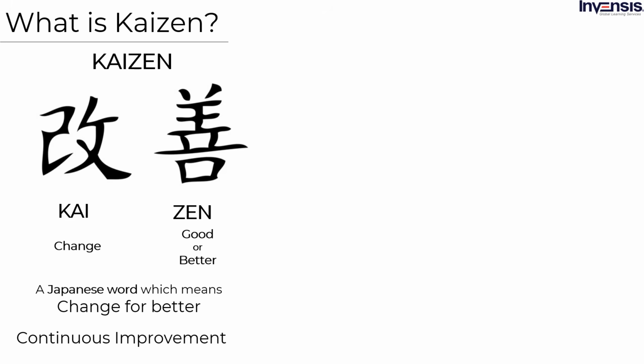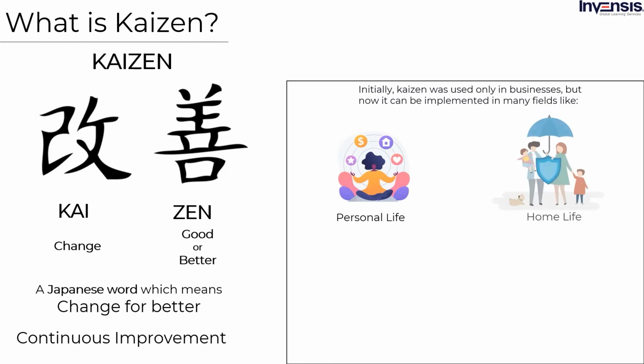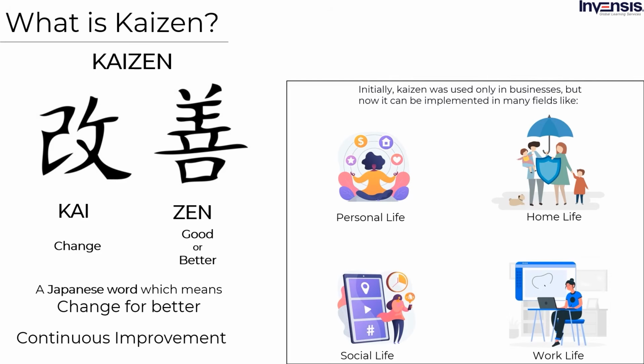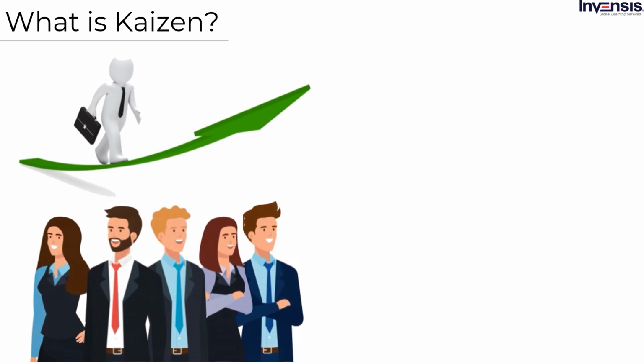In fact, to specifically mention, it actually means continuing improvement either in personal, home, social, or maybe in working life. But Kaizen is mainly concerned with the working life. So, one can define Kaizen as a statistical process control that is used in improving the quality in every aspect of the business. It also applies to processes, like purchasing and logistics, that cross organizational boundaries into the supply chain.